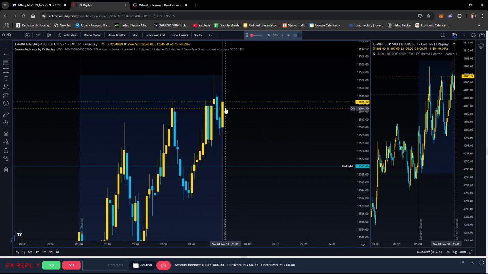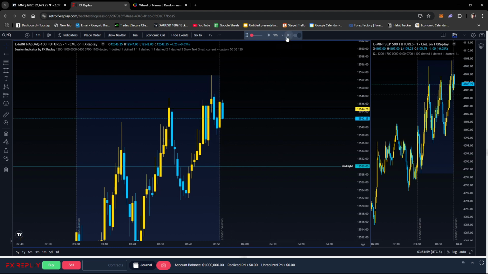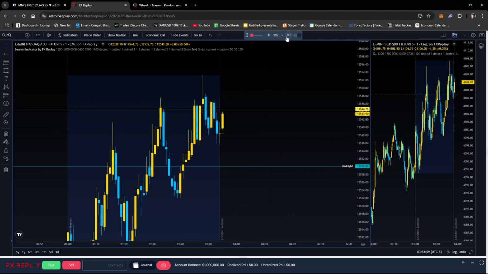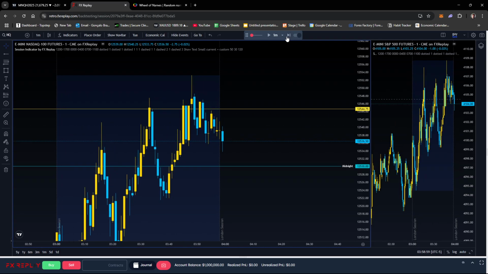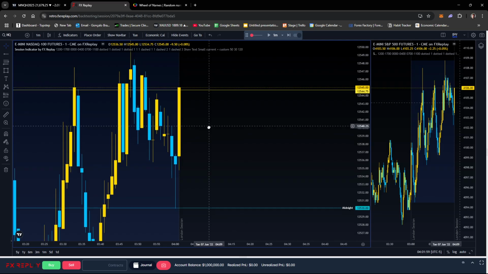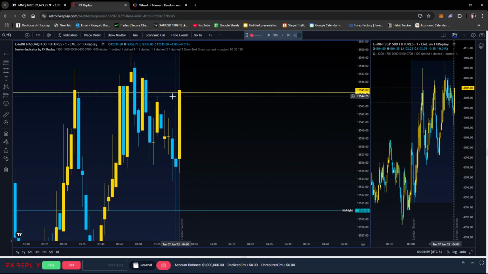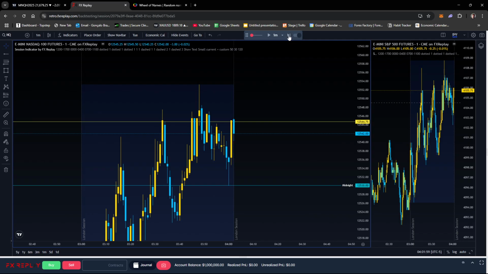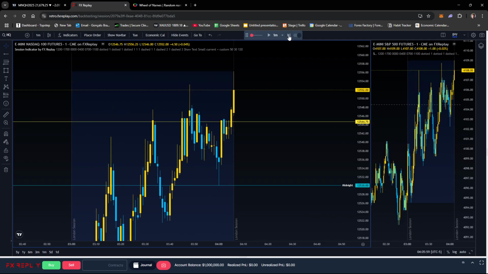It's just a bit too choppy for me. We have displaced a singular gap, so we're not going to take this. Ooh. Look at the touch of midnight. That is interesting. I would very much like taking it, but we've taken the high already. So hopefully price can push higher and then drop back down.